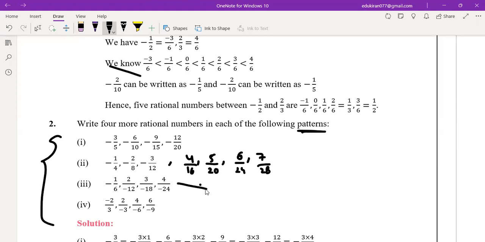Okay, now the next one, 1, 2, 3, 4. So 5, 6, 7, 8, right? And 6, 12, 18, 24. Then 5 by 30, 6 by 36, 7 by 42, 8 by 48. I think you can do it.